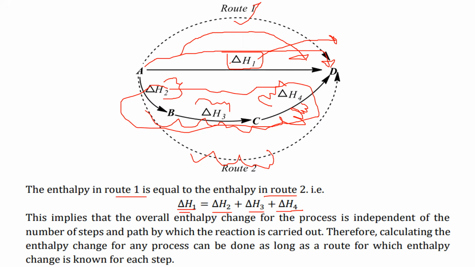This implies that the overall enthalpy change for the process is independent of the number of steps and the path by which the reaction is carried out. Therefore, calculating the enthalpy change for any process can be done as long as the route is known, as long as the enthalpy change in each and every step is known.